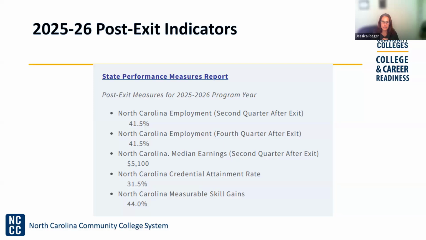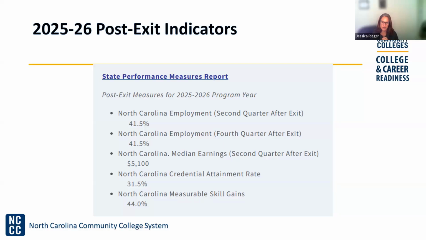Measurable skills gains are the only thing that we measure in the current program year. So the measurable skills gain target of 44% is based on students who are enrolled for the 25-26 program year. The other four measures are based on students who attended and then exited during the 24-25 program year, the program year that just ended a couple months ago. So it gets confusing.